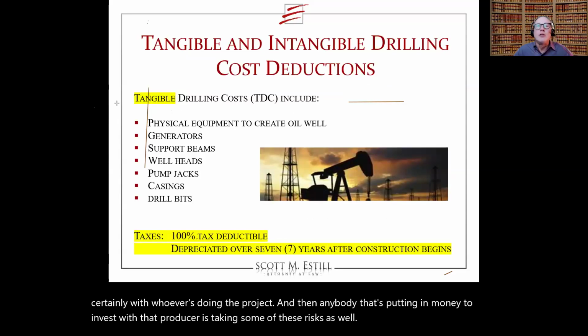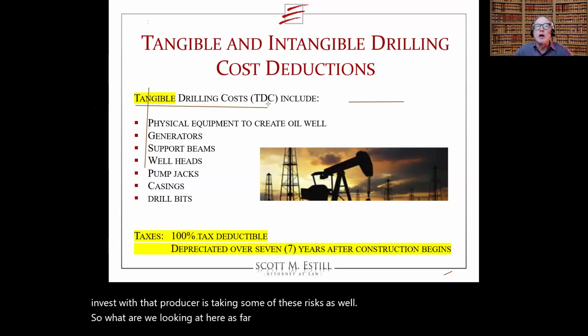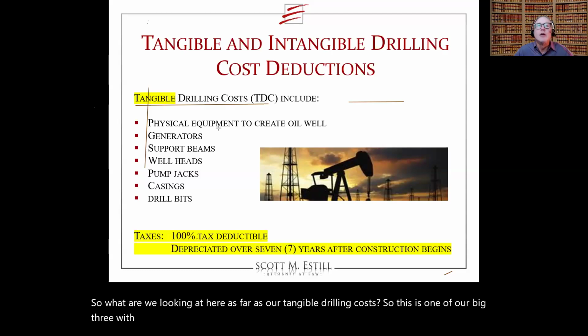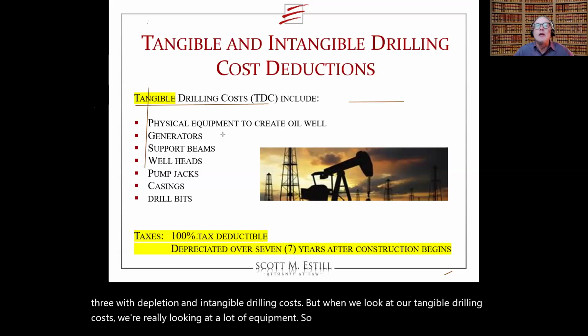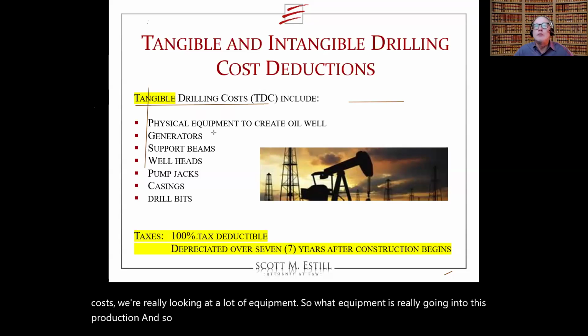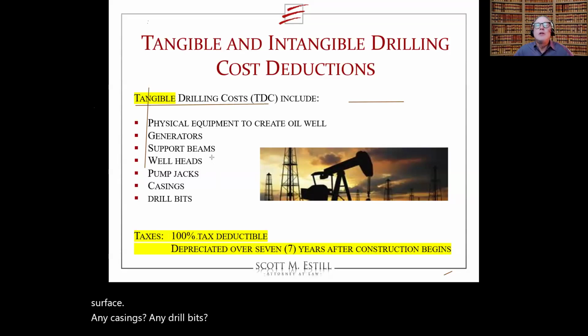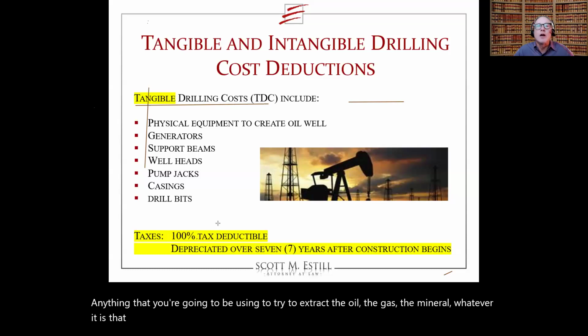So what are we looking at here as far as our tangible drilling costs? So this is one of our big three with depletion and intangible drilling costs. But when we look at our tangible drilling costs, we're really looking at a lot of equipment. So what equipment is really going into this production? And so that's our physical equipment to create the oil well, anything above the surface, any casings, any drill bits, anything that you're going to be using to try to extract the oil, the gas, the mineral, whatever natural resource that we're talking about.